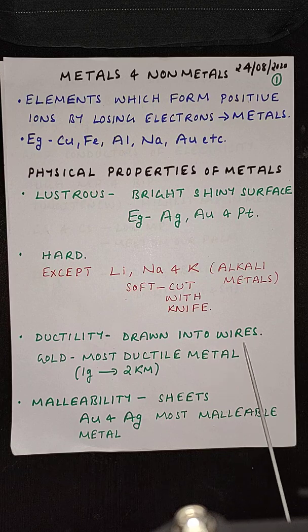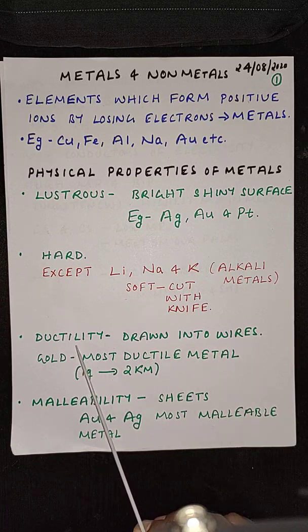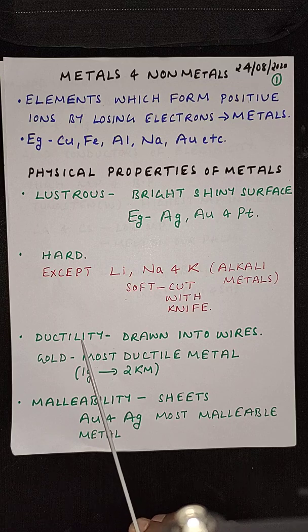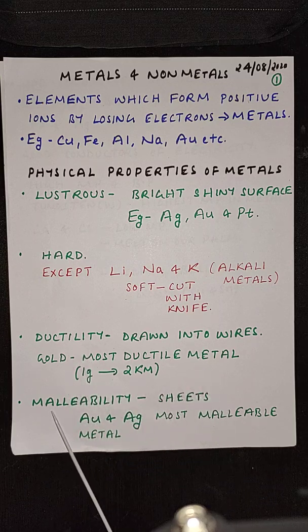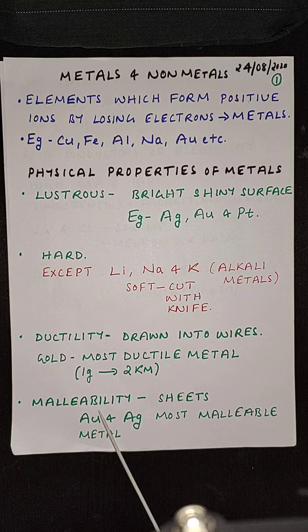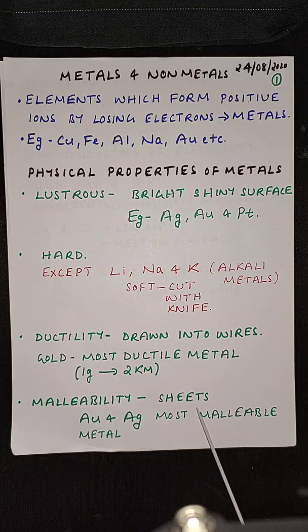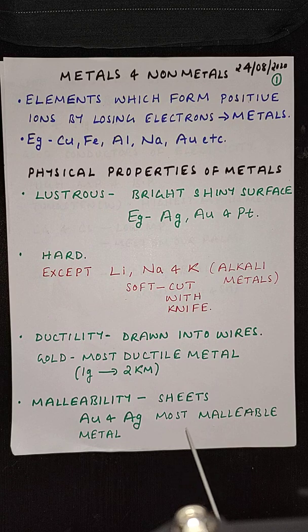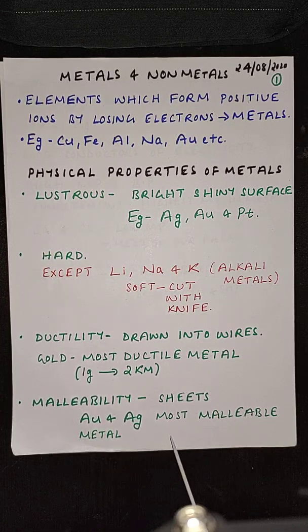Metals can be drawn into wires. So this nature is called ductility. We can also write it as metals are ductile. Then the fourth important physical property, malleability. Do you know metals can be drawn into sheets? Especially when the metals are hit with a hard object like a hammer, they become flat. So this nature of metals becoming sheets is called malleability. Do you know the most malleable metals are gold and silver? The most ductile metal is also gold. The most malleable metal is gold and silver.